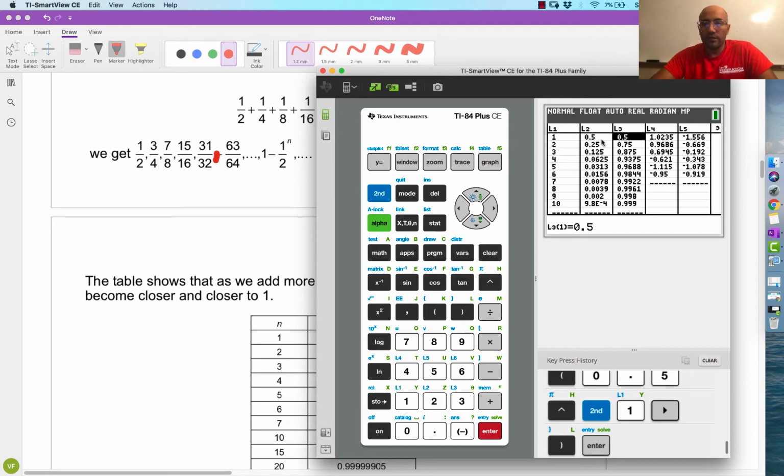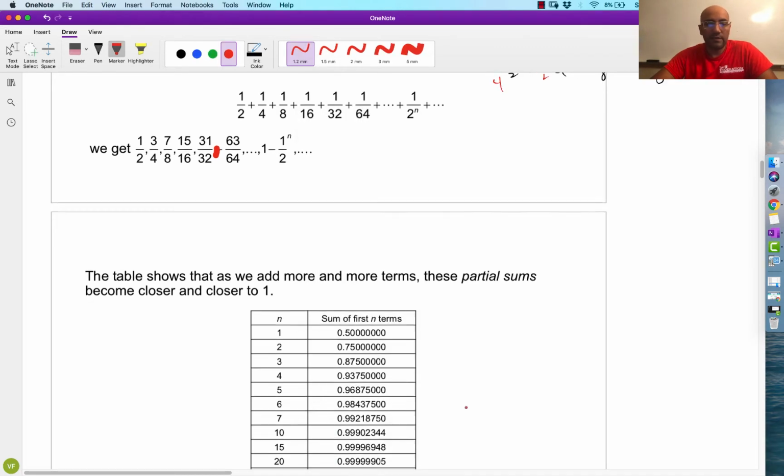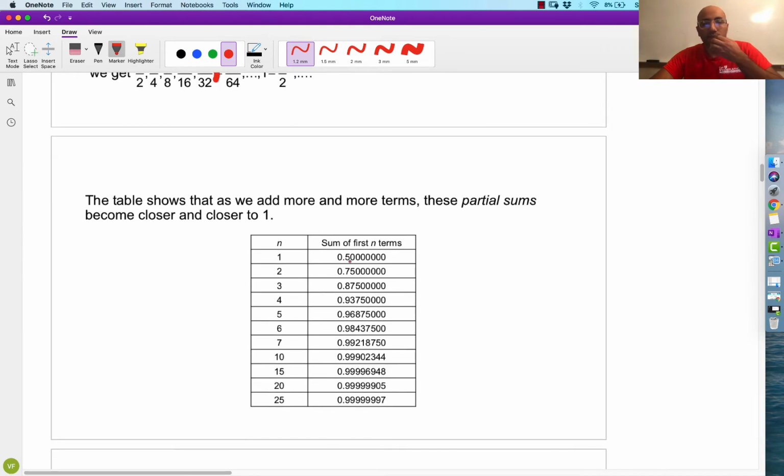So the first one is just the sum of the first one. Yeah, that's just 0.5. The second one is the sum of the first two. 0.5 plus 0.25, that adds up to 0.75. And now 0.5 plus 0.25 plus 0.125, that adds up to 0.875. And then the sum of the first four adds up to this one, and the sum of the first five adds up to that one, and so on and so forth. Okay, so that's how I can recreate this table on my calculator.